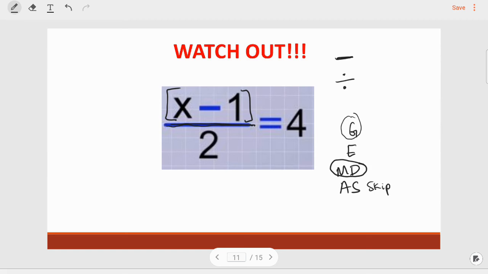Is there any multiplying and dividing? Yeah, we identified division. We divided by 2. So to undo it, we are going to multiply by 2. So here we go. Timesing by 2 on both sides of my equal sign. I forgot to draw that bar in there. Here we go with the bar. And what happens? Timesing by 2 and dividing by 2 eliminates. And I'm left with 4 times 2, which is 8.